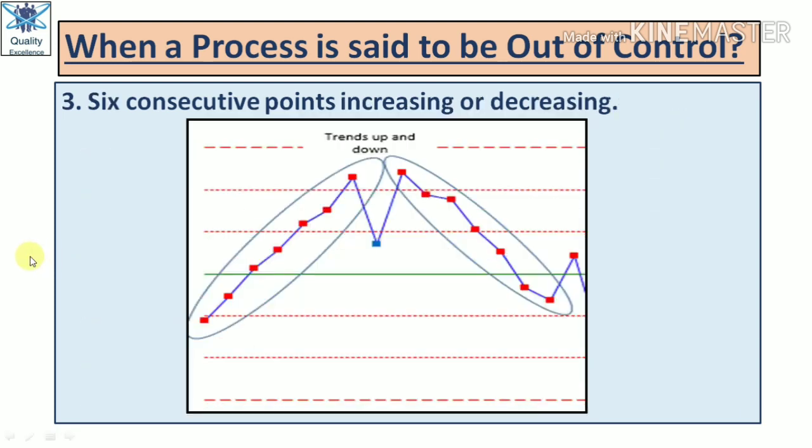Now let us have the third condition. 6 consecutive points increasing or decreasing. You can see here this trend, if it moves further, it will go out of control. So this type of condition is considered as an out of control condition. 6 consecutive points either in increasing condition or in decreasing condition. If this situation is present, then the process is out of control.